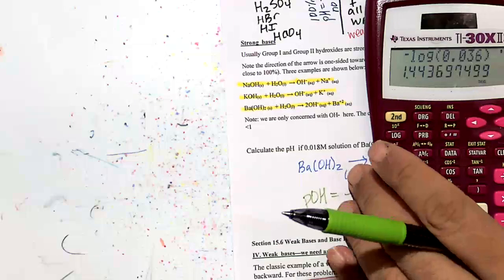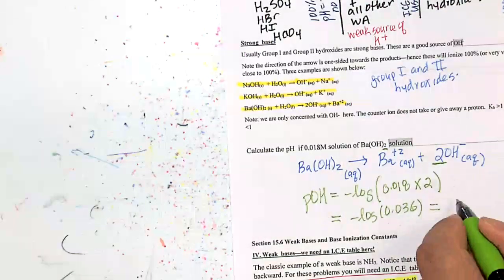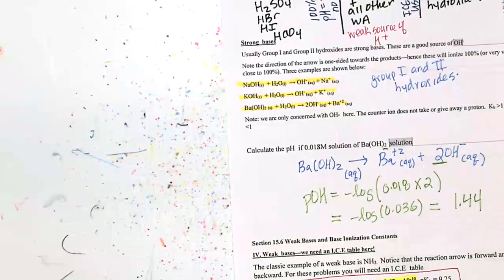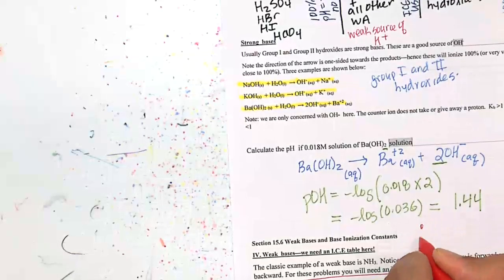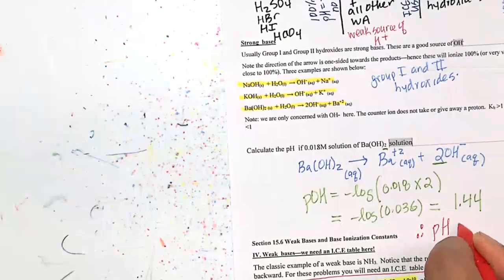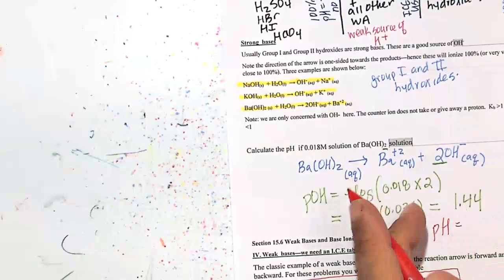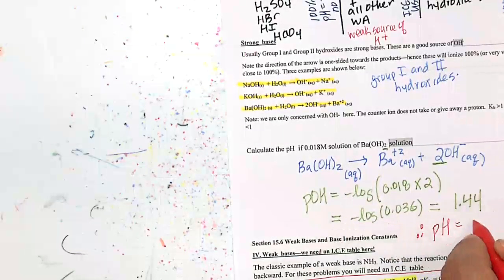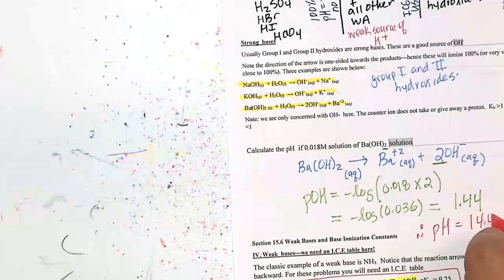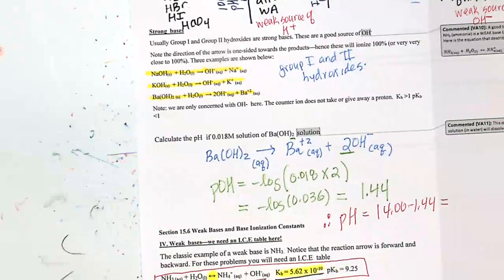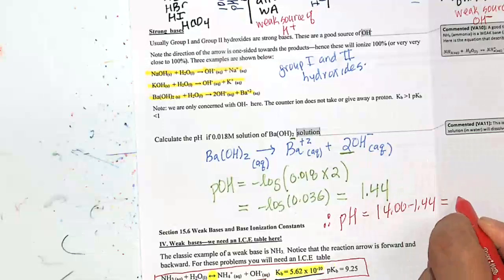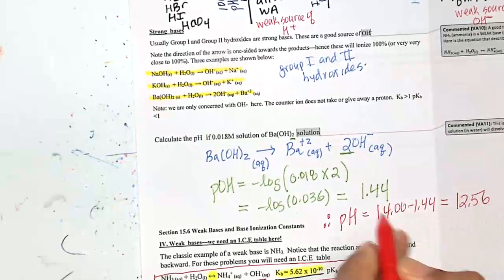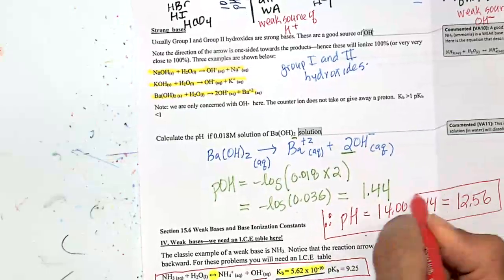1.44. Okay, that's not our answer. What's our final answer? So what is our pH? We calculated the pOH, so our pH will be 14 minus 1.44. And what is that? 12.56. Okay, very basic pH. 12.56.